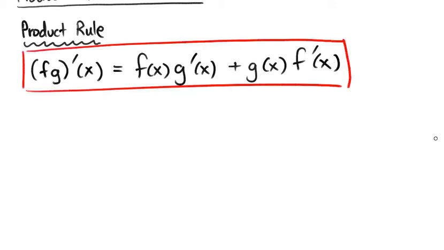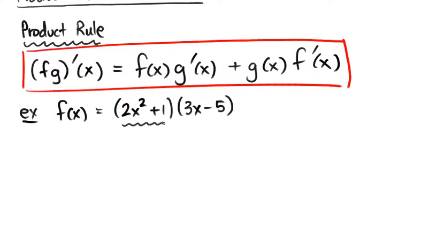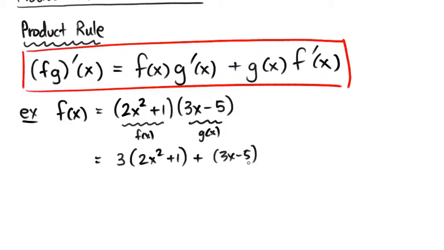Here it is with an example. So think about this part as being one function and this part being your other function. What you do is you take the derivative of the g of x, which is just 3, and multiply it by f of x, and then you take your g of x function and you multiply it by the derivative of the other one and simplify.